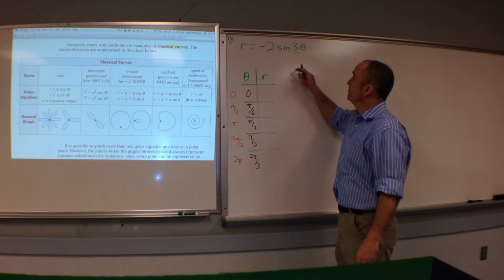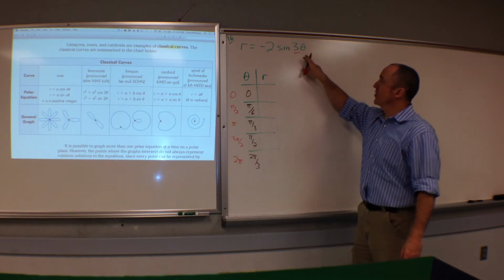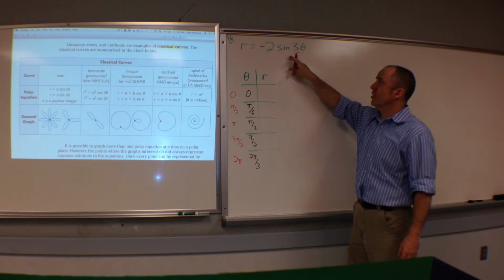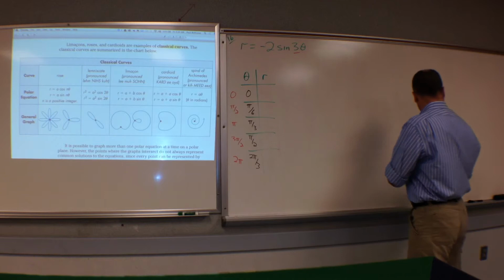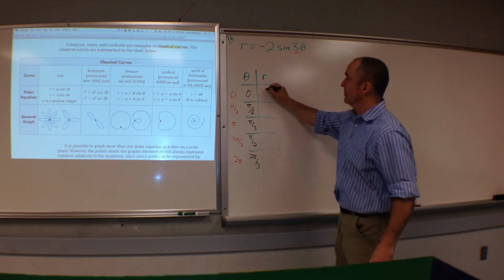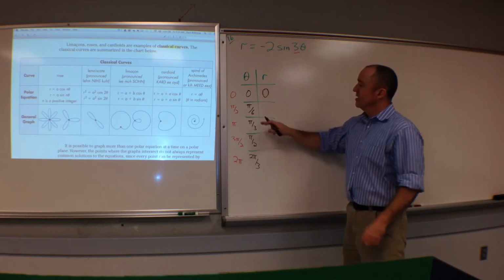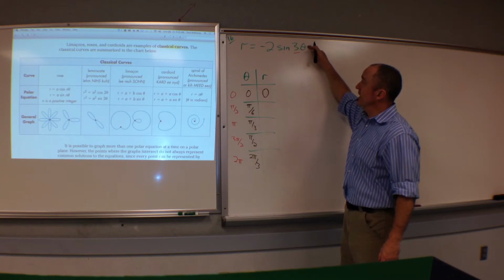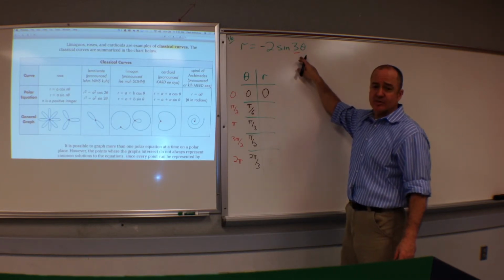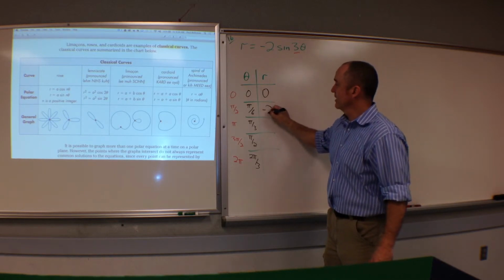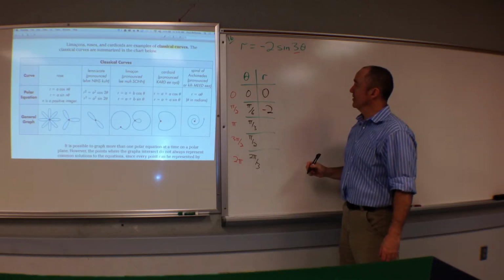Okay, put 0 in for theta, triple it, you still have 0. What's the sine of 0? 0, so that's just going to be 0. That one's easy. Okay, put pi over 6 in for theta. We triple it, it's pi over 2. What's the sine of pi over 2? 1. Times negative 2. Andrew's been studying his unit circle, I love it.